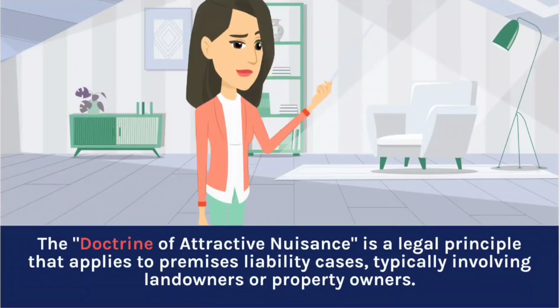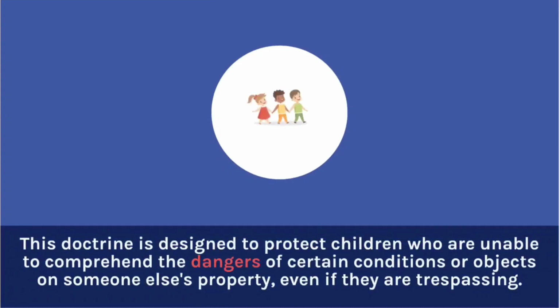The doctrine of attractive nuisance is a legal principle that applies to premises liability cases, typically involving landowners or property owners. This doctrine is designed to protect children who are unable to comprehend the dangers of certain conditions or objects on someone else's property, even if they are trespassing.